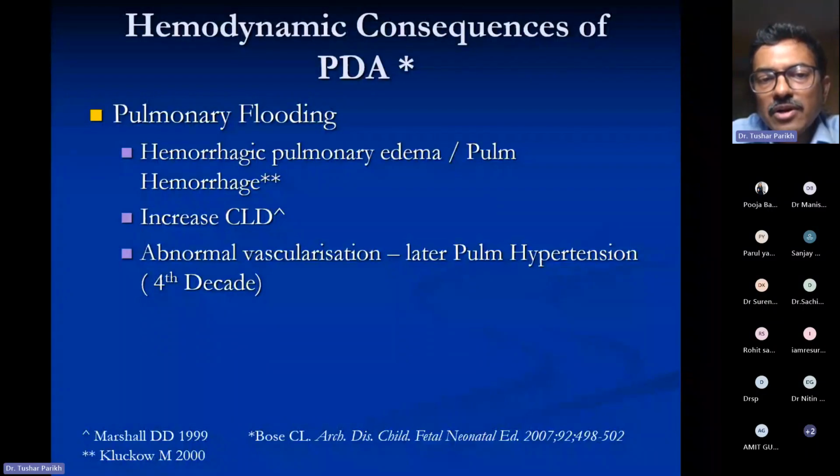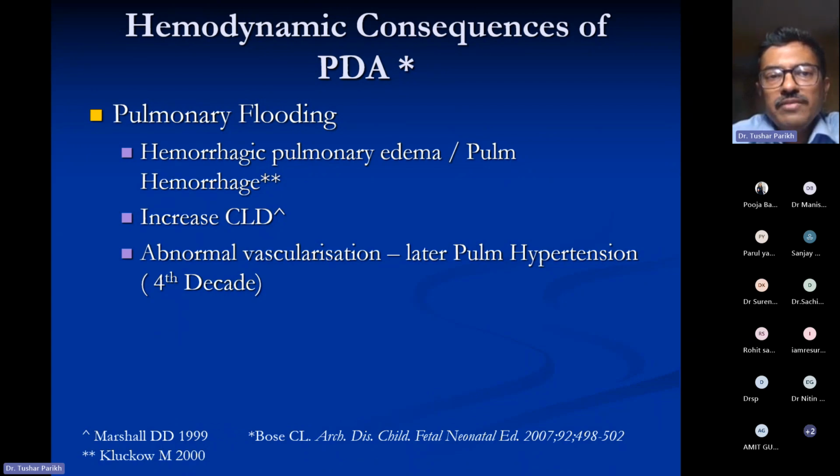There is increased chance of chronic lung disease in a baby who has a PDA or open PDA for a long time. And then there is abnormal vascularization which takes place, and later on will present to you with pulmonary hypertension by around the fourth decade. So again, these are important things that we need to remember when we are talking about PDA.